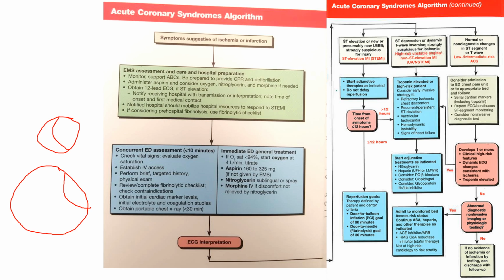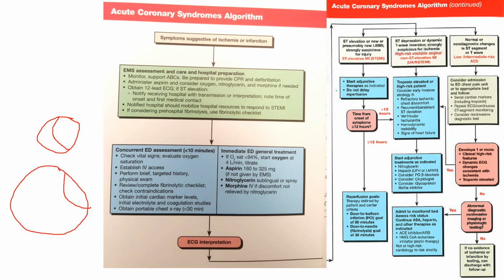Depending on the ECG interpretation, there are 3 different interpretations you can get. It could be an ST elevation, an ST depression, or it could be normal. So let's start with ST elevation, or presumably new LBBB. Strongly suspicious for injury. Call this a STEMI, ST elevation myocardial infarction. So STEMI, what do we do? First, you want to do the adjunctive therapies as indicated. Do not delay reperfusion.